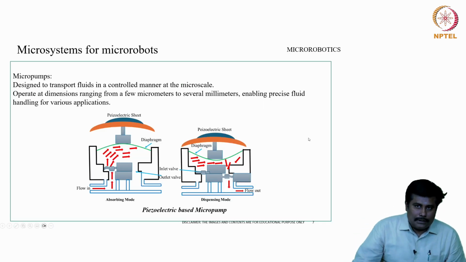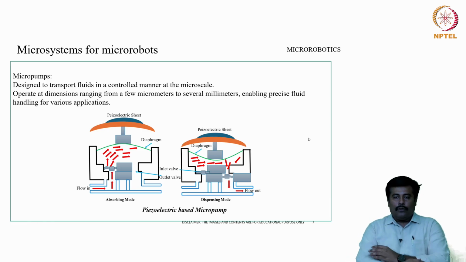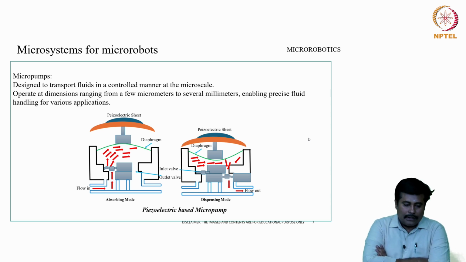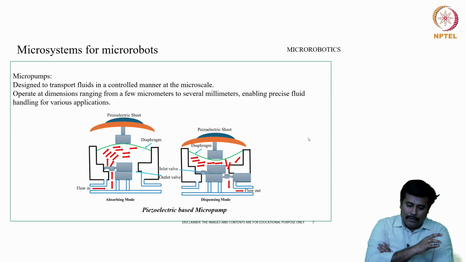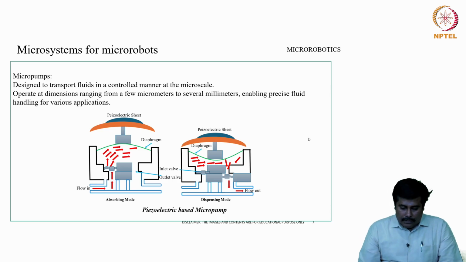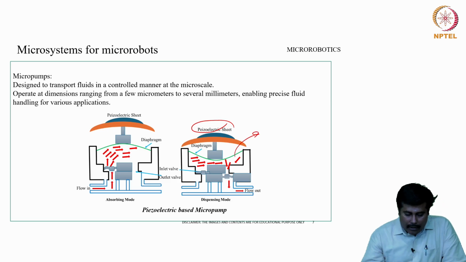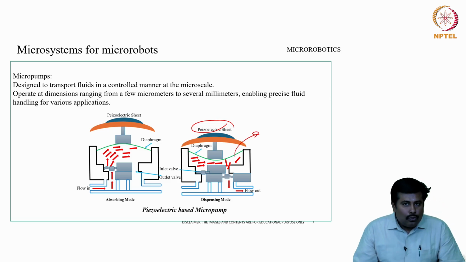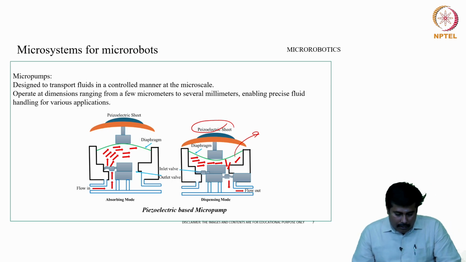Now, let us discuss the overall configuration of a micropump. As we discussed earlier, micropumps are designed to transport fluid in a controlled manner at the micro scale. In this configuration, there is a piezoelectric sheet and then a diaphragm arrangement. There are two valves: this is an inlet valve and this is an outlet valve.